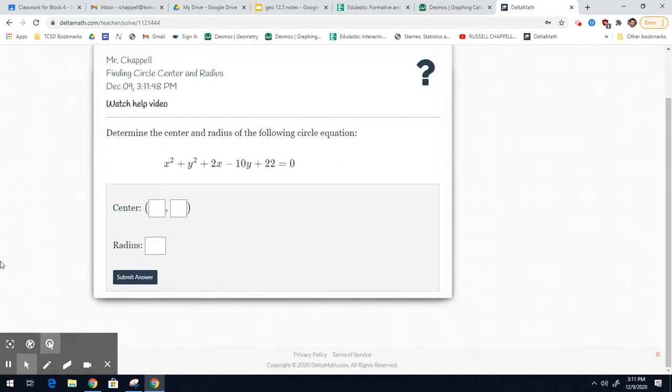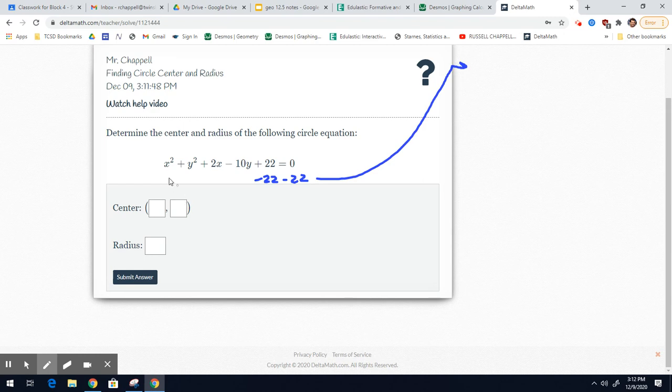All right. So here's our new circle equation. So first step is get rid of anything that doesn't have an x or y. So I'm going to subtract 22 to the other side. So when I do that, I'm going to rearrange so the x squared and the 2x are next to each other, and the y squared and the negative 10y are next to each other. That's going to equal negative 22. Sometimes you have to subtract, or sometimes you have to add a number to the other side. So again, just move the 22.